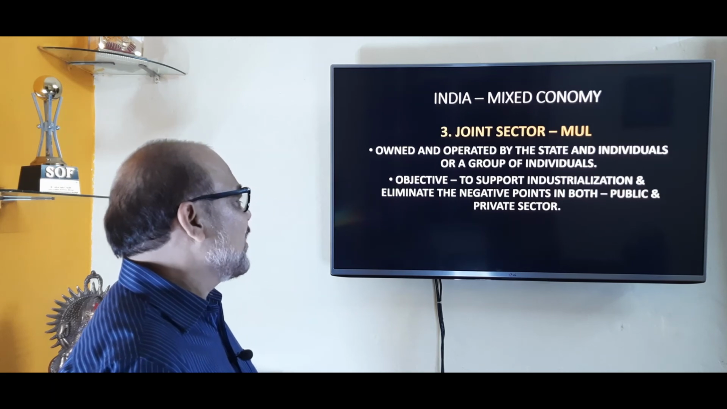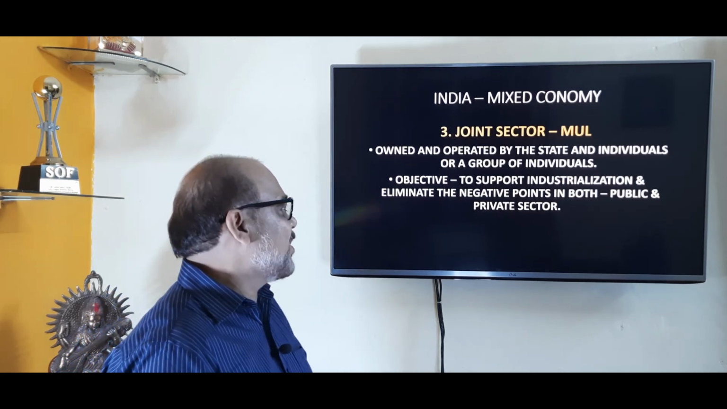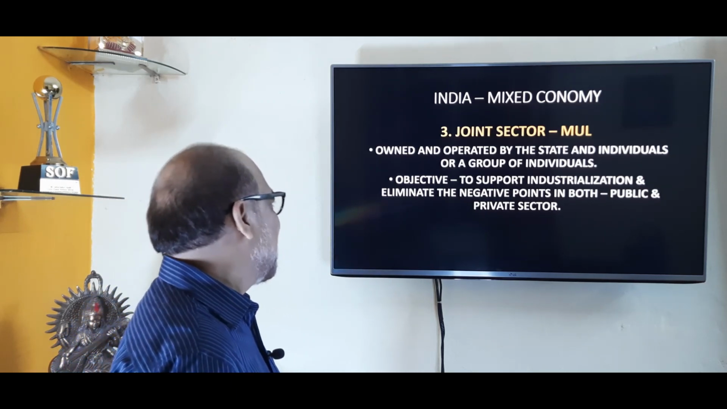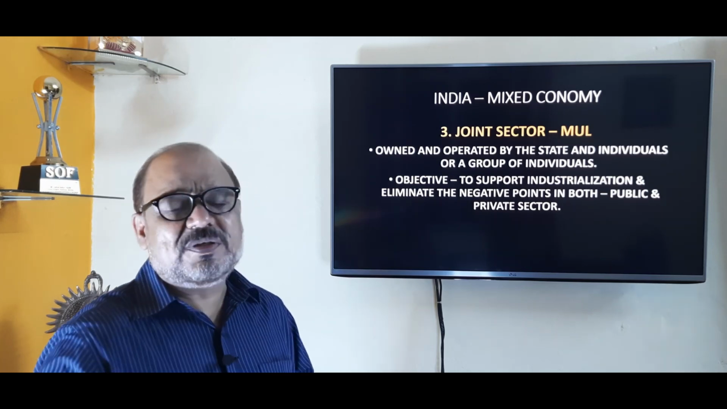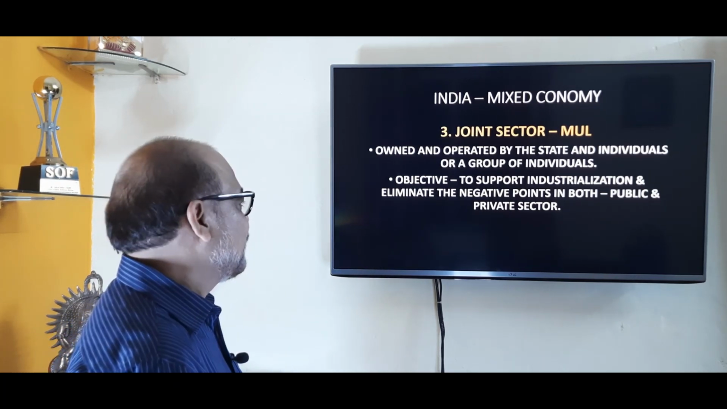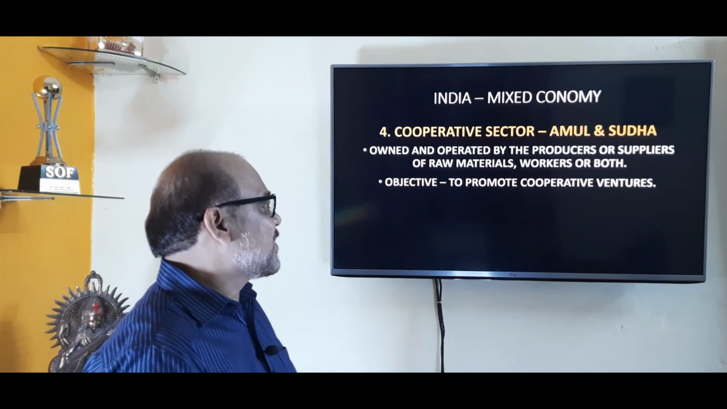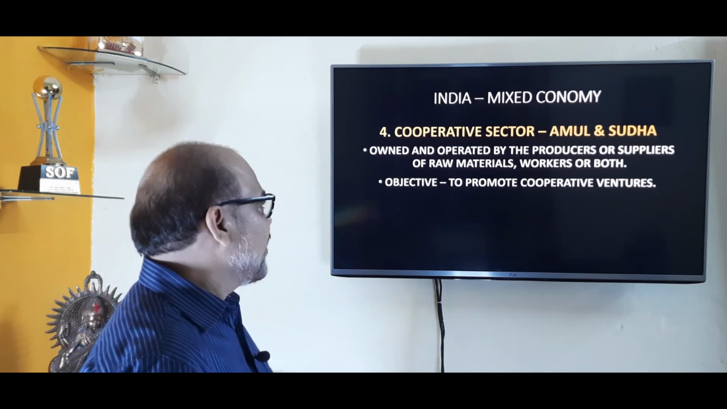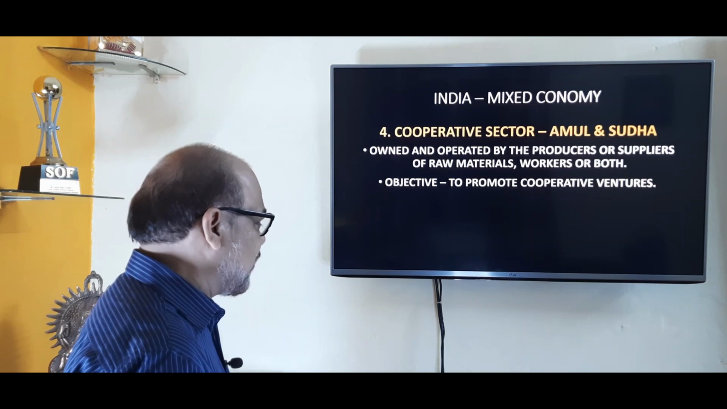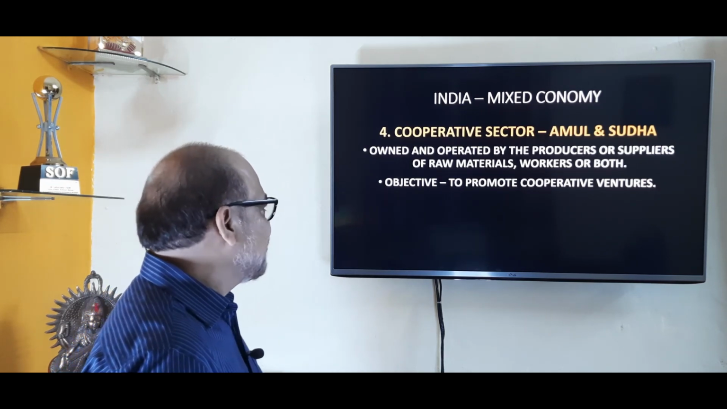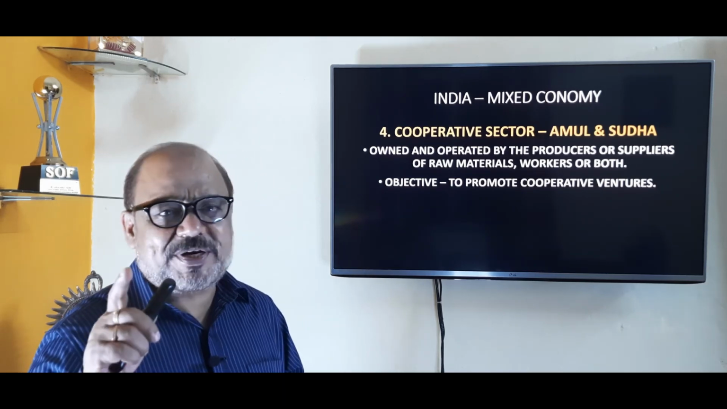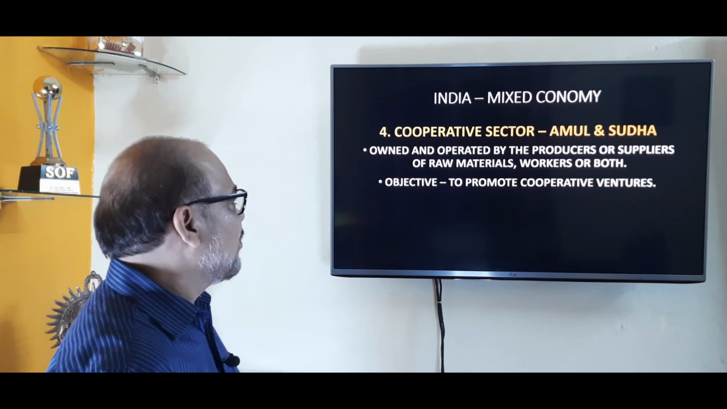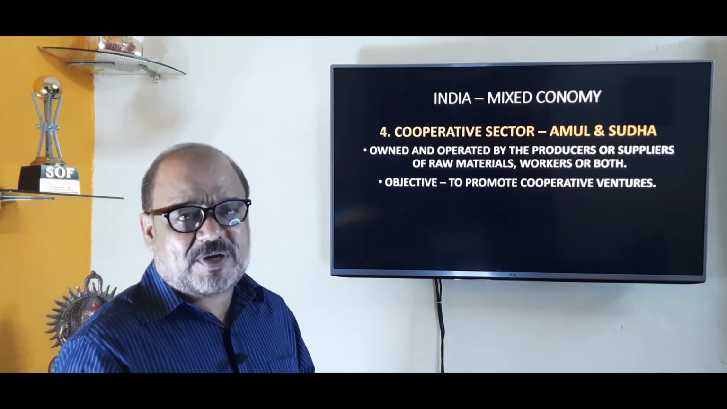Number 3, the joint sector, and the example is Maruti Udyog Limited, owned and operated by the state and individuals or groups of individuals. The objective is to support industrialization and eliminate the negative points in both public and private sectors. Number 4, the cooperative sector, Amul, that is Anand Milk Union Limited, and Sudha, owned and operated by the producers or suppliers of raw materials, workers, or both. The objective of the cooperative sector is to promote cooperative ventures in the country. So these are the 4 sectors in the mixed economy of India as far as the ownership of the production system is concerned.